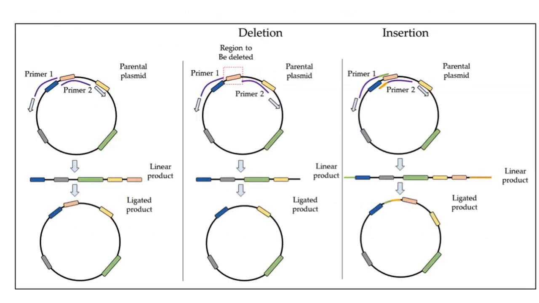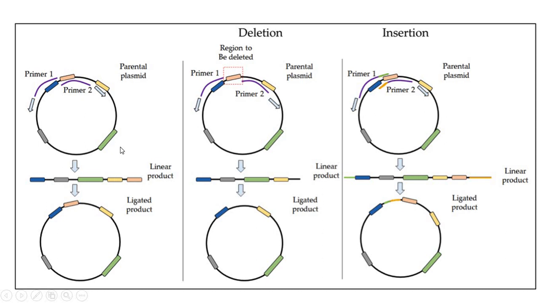So here you can delete or you can insert a piece of DNA, a segment of DNA. Here this is the parental plasmid. In this parental plasmid we have these different regions. This is the linear product.